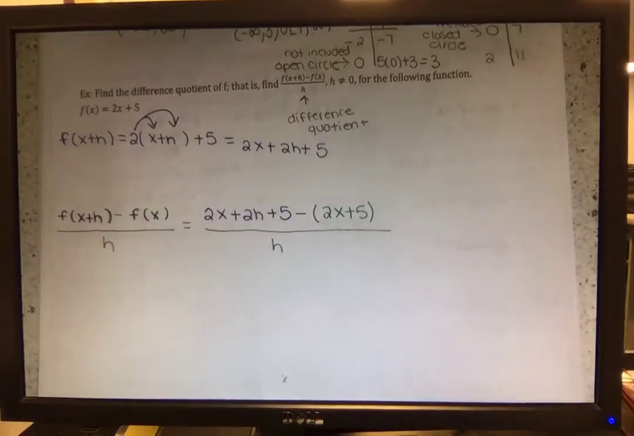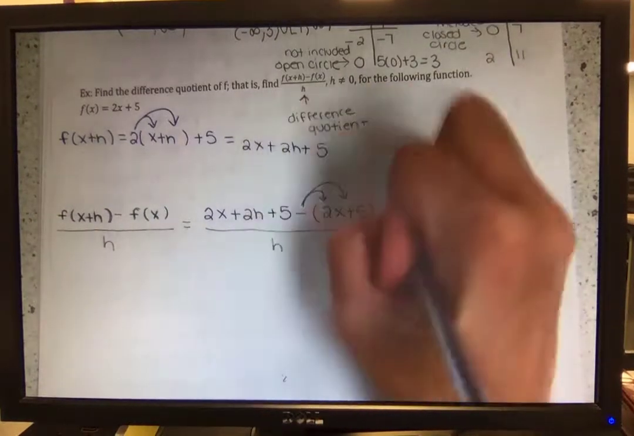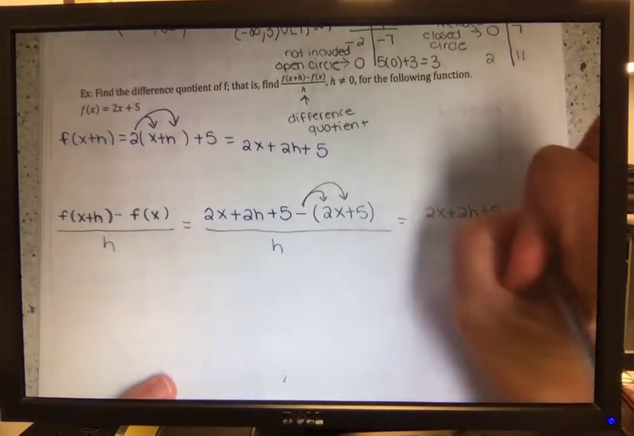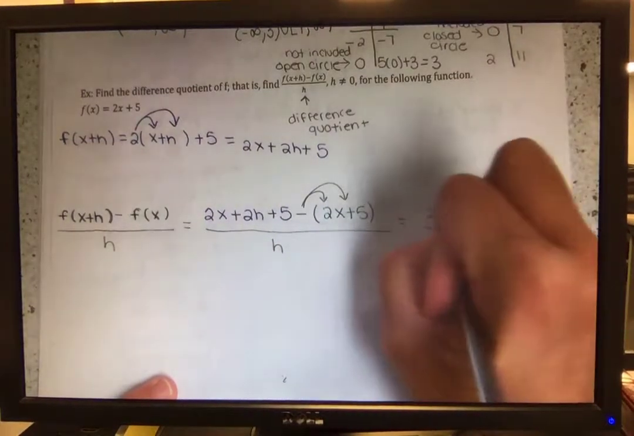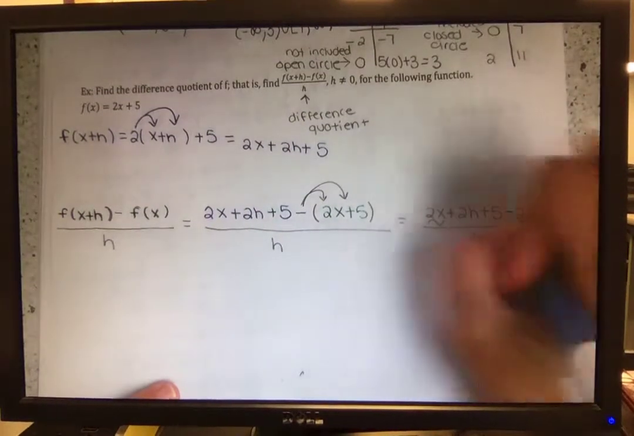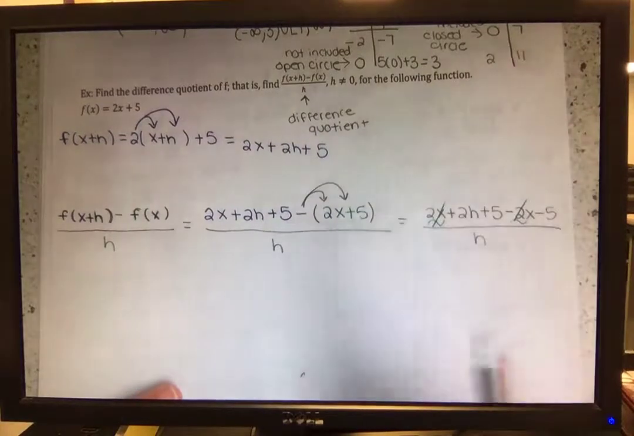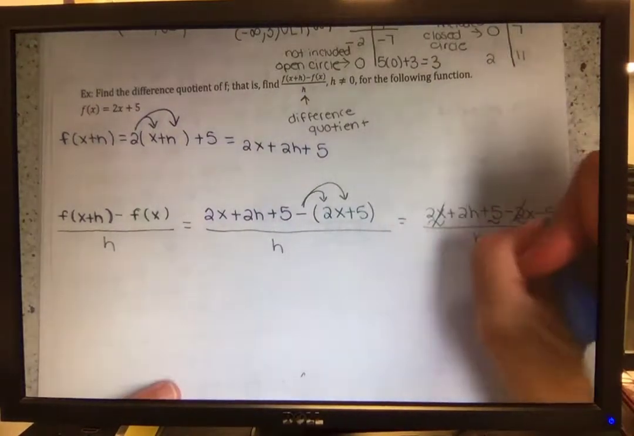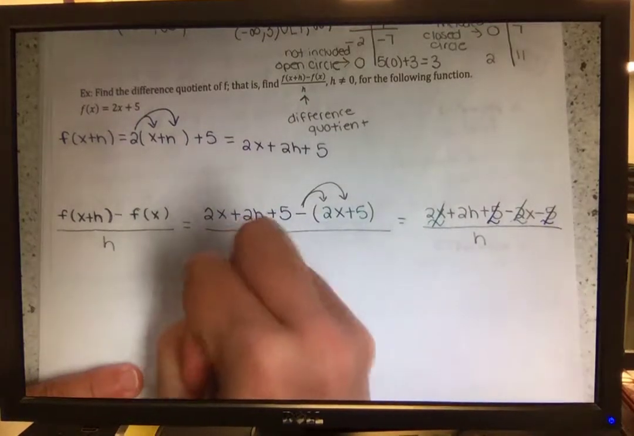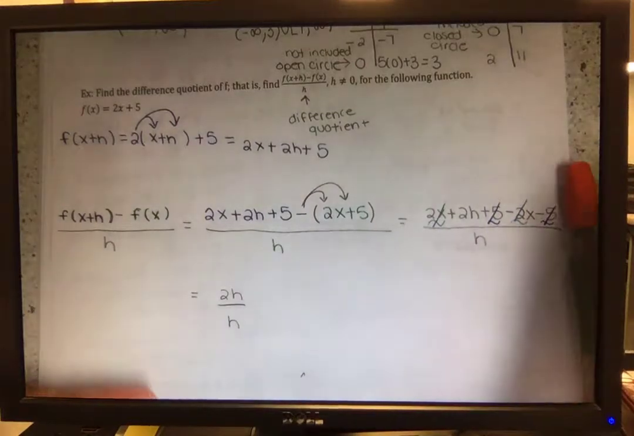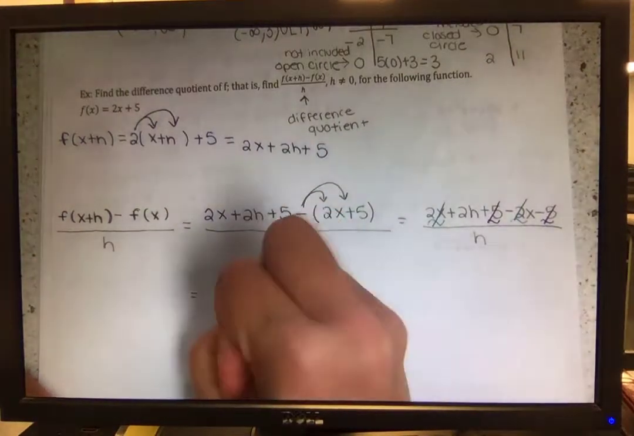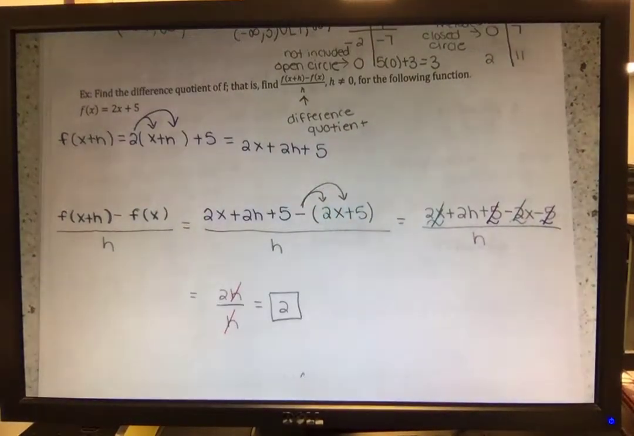So now we just have to simplify. Let's distribute this negative. So 2x plus 2h plus 5 minus 2x minus 5, all over h. Combining like terms, we have 2x minus 2x, so they cancel each other out. We have 5 minus 5, again canceling each other out. We are left with 2h up top divided by h. Again, looky here, our h's cancel each other out. h divided by h is just 1, so we're left with 2 as our final answer.